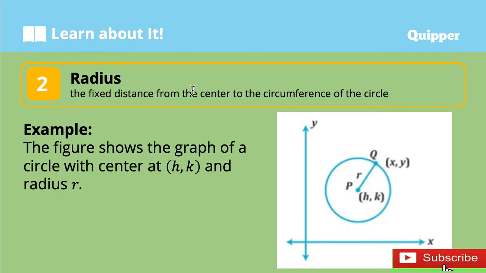Radius is the fixed distance from the center to the circumference of the circle. For example, here we have the center at (h, k), and the distance from the center, which is point P, to point Q, which has the coordinates of x and y, is what we call the radius.